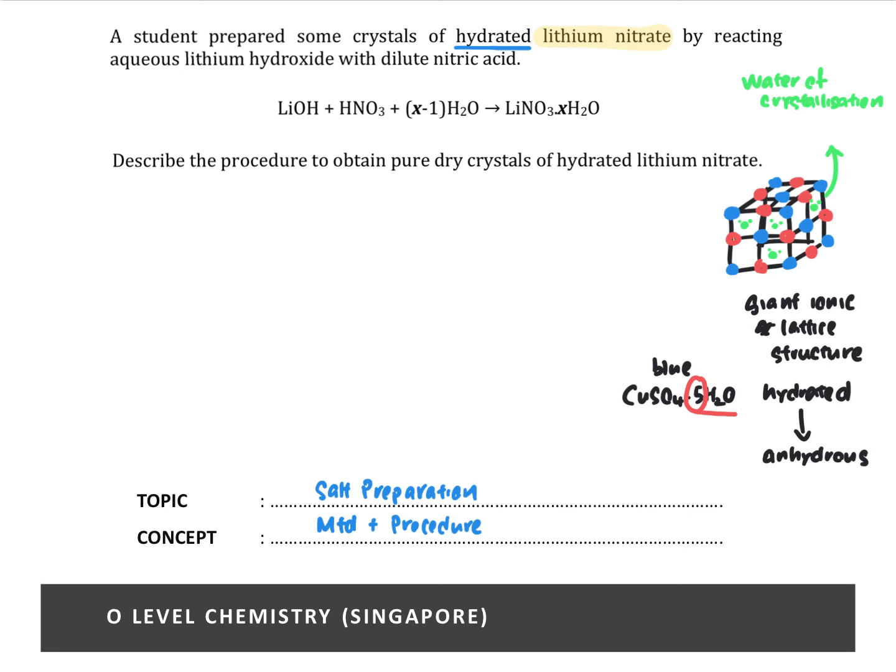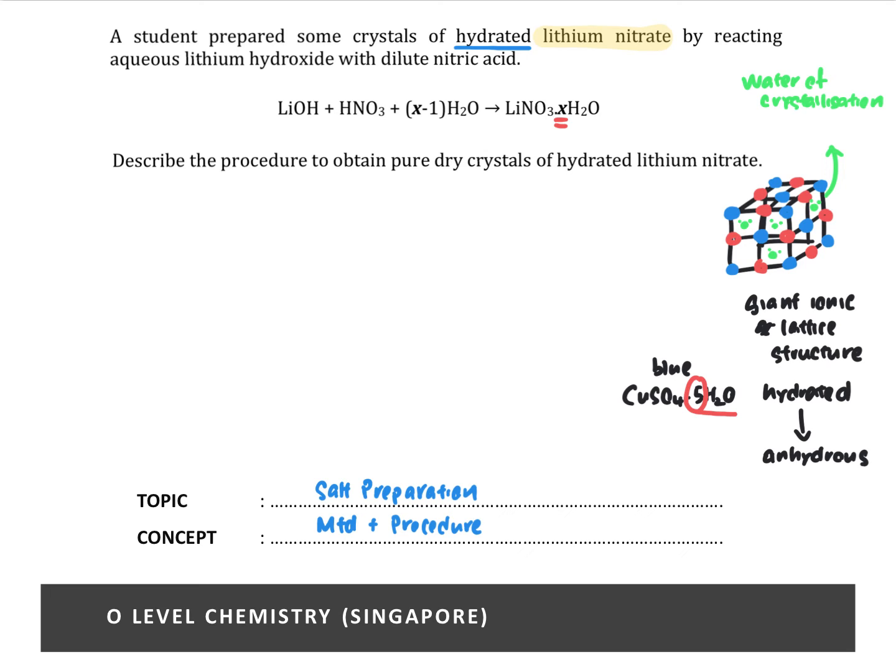Now, is it necessary to know how many water molecules there are on average? The answer is no. If need be, we'll give it to you in the question. Otherwise, most of the time we don't know on average how many water molecules there are. That's the reason why you see an x over here. x represents a number, and we have no idea. We are not interested in finding out the value of x, so we just put it as x.